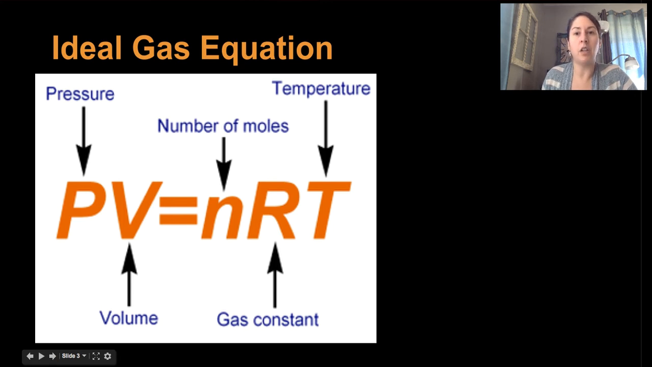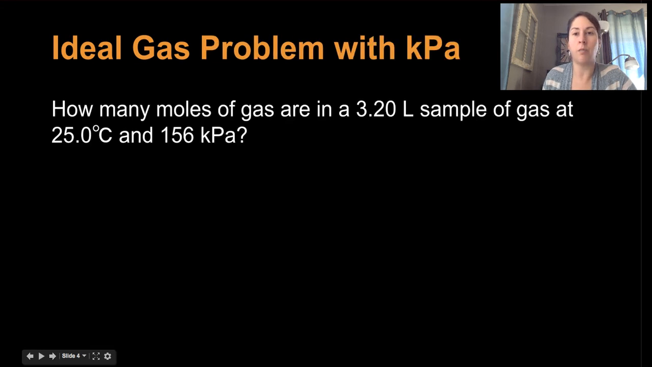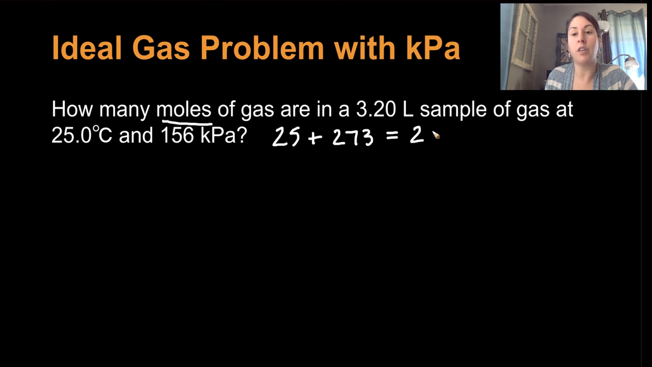So let's take a look at a couple of example problems. We'll do one that uses one constant and one that uses the other constant. So here we have, how many moles of gas are in a 3.2 liter sample of gas at 25 degrees Celsius and 156 kilopascals? Remember, we have to have this in Kelvin. So 25 plus 273 gives us our 298 Kelvin. We'll just go ahead and do that and know that we're going to apply that.